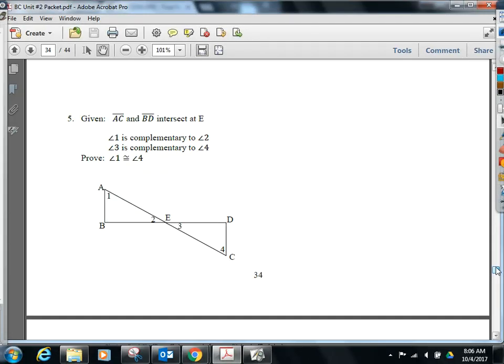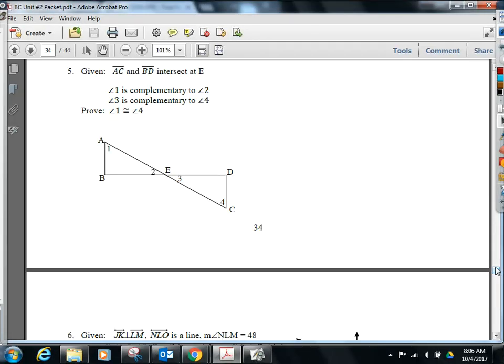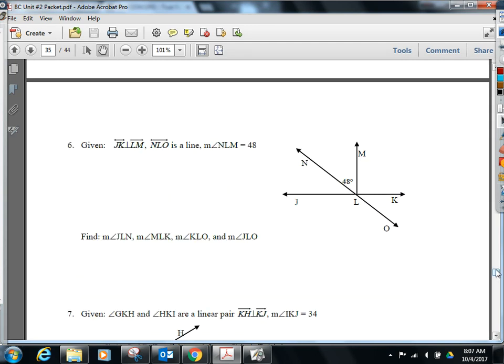Okay, 5. You needed to say 2 is congruent to 3 because they're vertical. Vertical angles are congruent. And then you could have said 1 congruent to 4 because complements of congruent angles are congruent. And then we're back to the algebra. Anything you guys want to go over before I leave you on your own now?